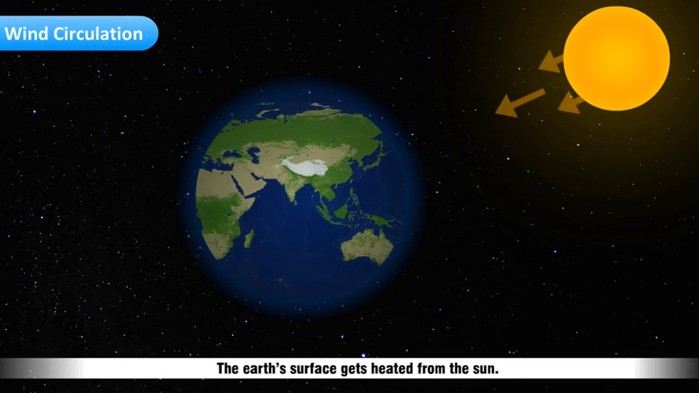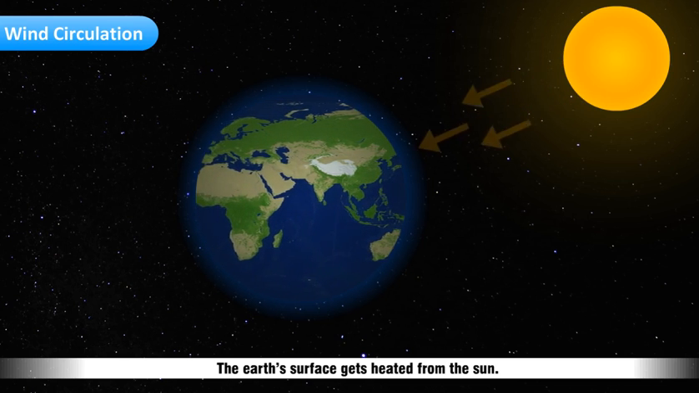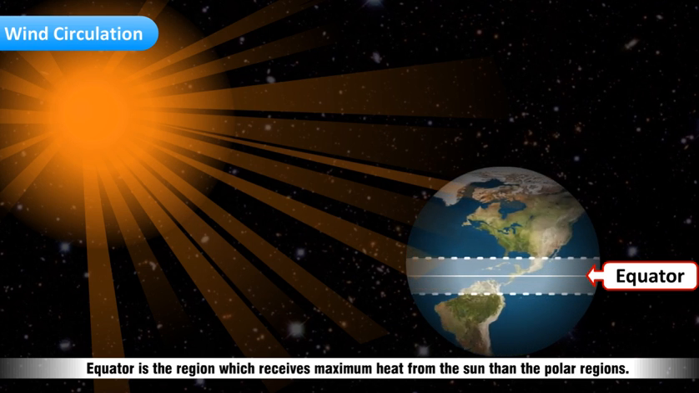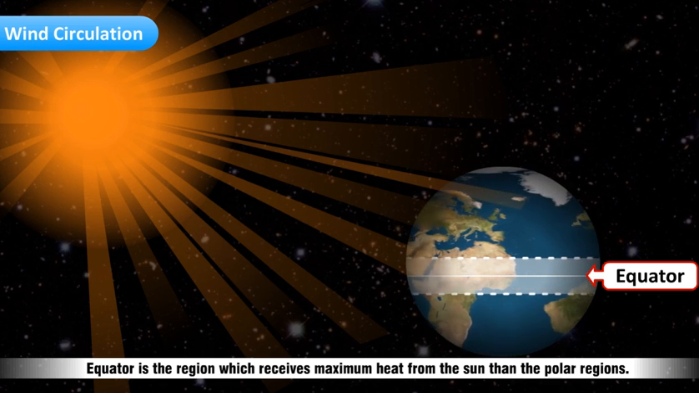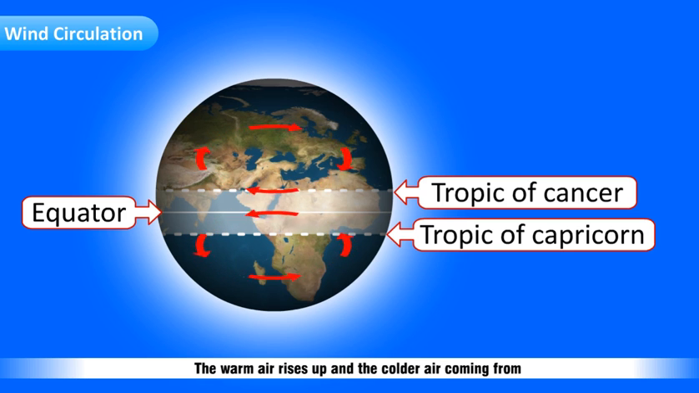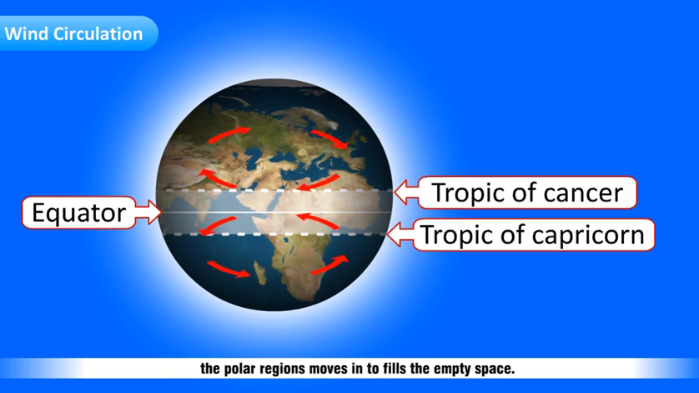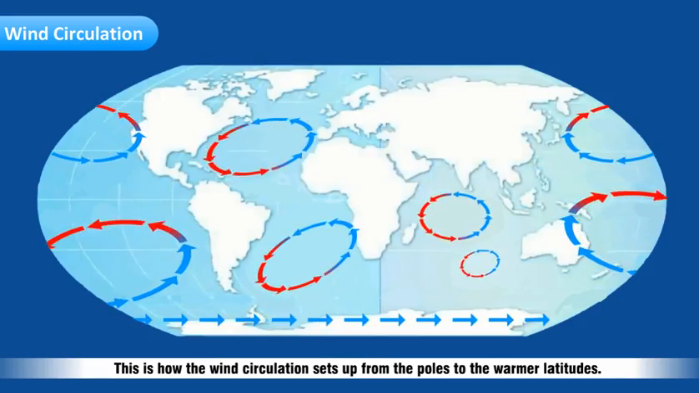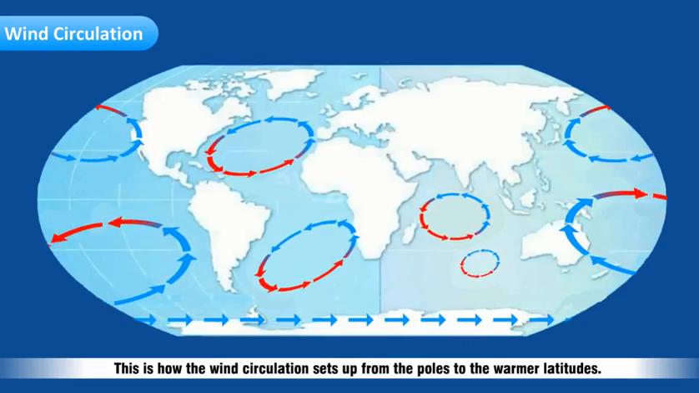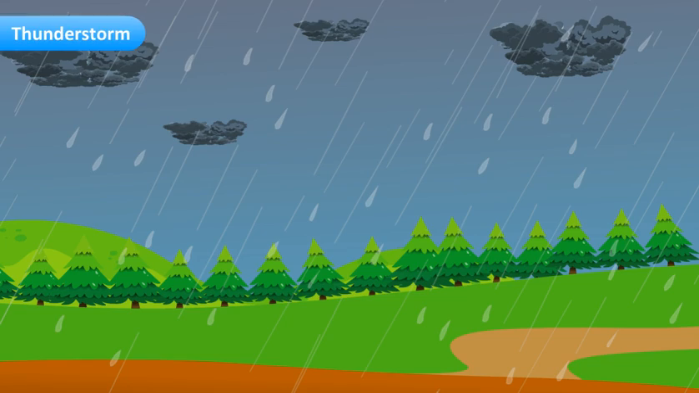The Earth's surface gets heated by the sun. The equator is the region which receives maximum heat from the sun compared to the polar regions. The air in these regions gets warm. The warm air rises up and the colder air coming from the polar regions moves in and fills the empty space. This is how the wind circulation sets up from the poles to the warmer latitudes.